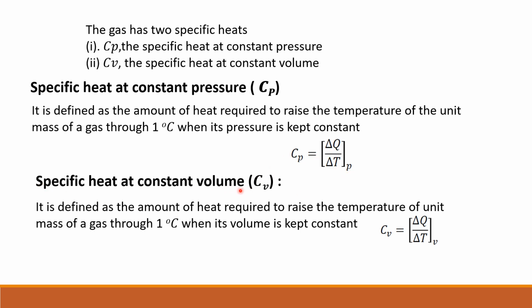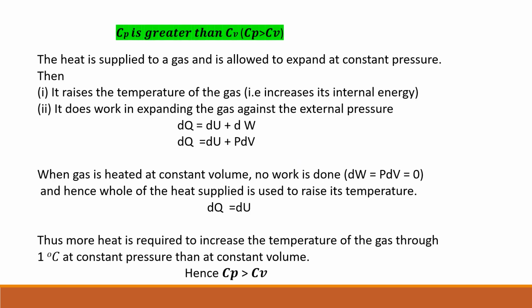Specific heat at constant volume is defined as the amount of heat required to raise the temperature of unit mass of the gas through 1 degree Celsius when volume is kept constant. Cv equal to del Q by del T at constant V. So next, Cp is greater than Cv. Cp, the specific heat at constant pressure, is greater than the specific heat at constant volume.